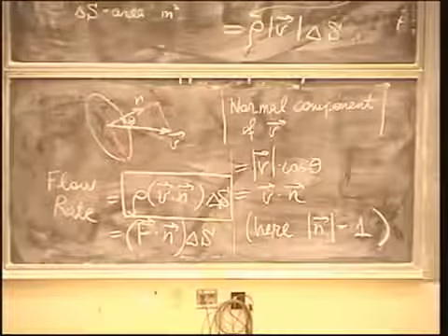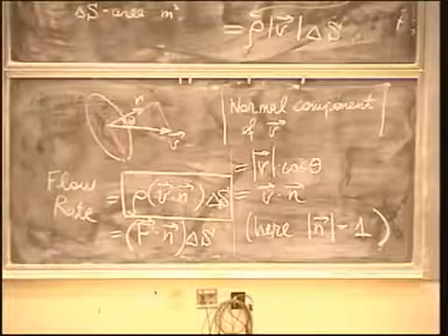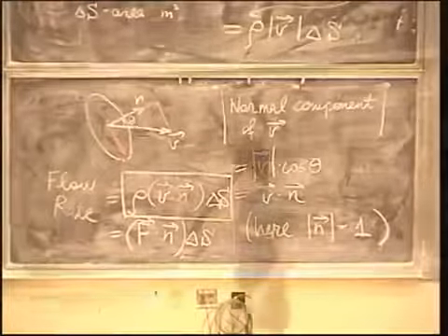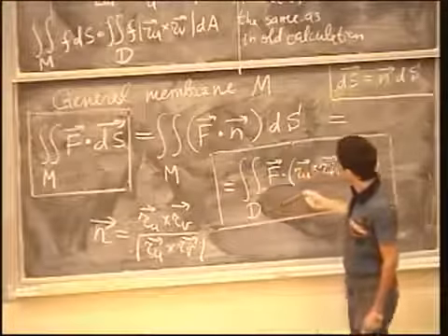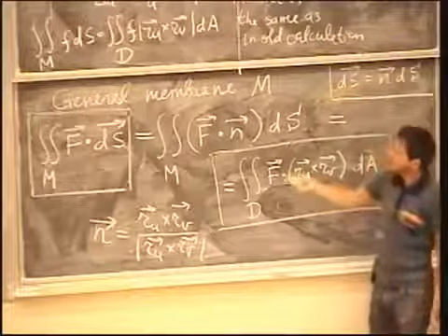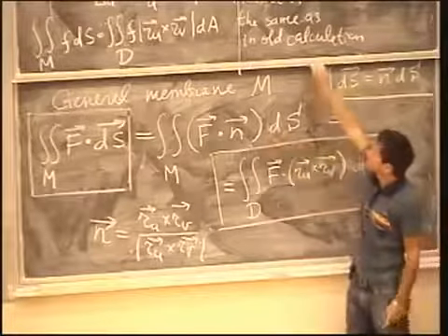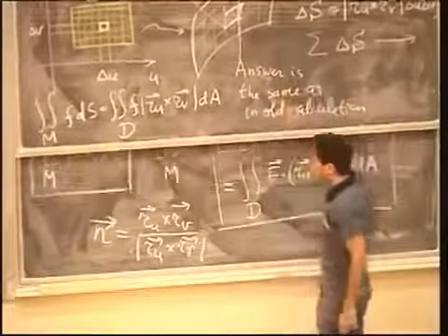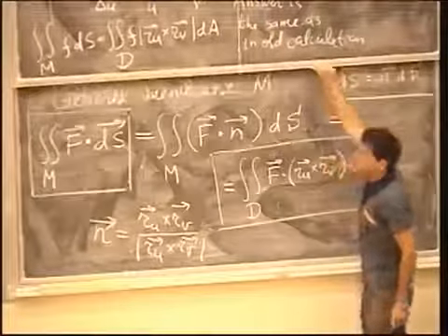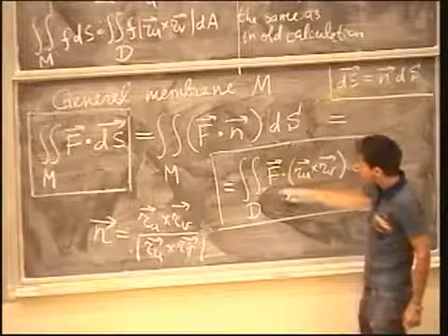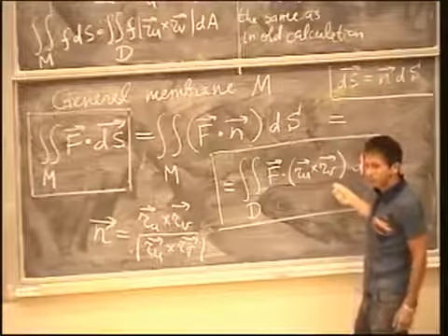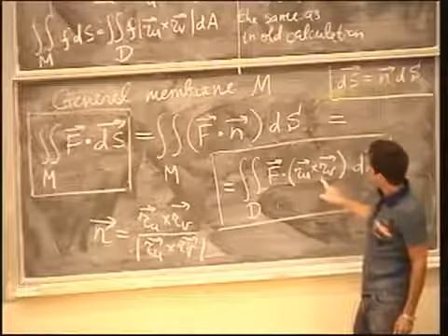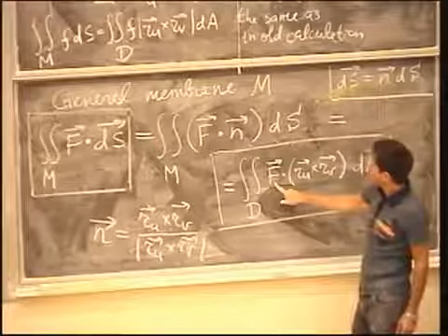And so this integral is given by this formula. F is a vector field. And the meaning of this integral is given by this formula. Once you parameterize your membrane M by a domain D, like here, you can actually evaluate this integral in a very straightforward way by simply taking this cross product and taking the dot with F.